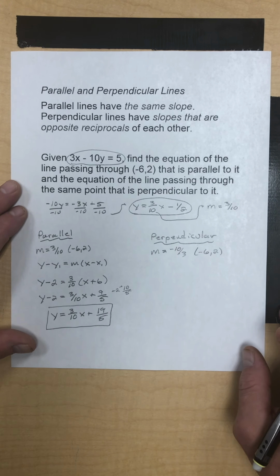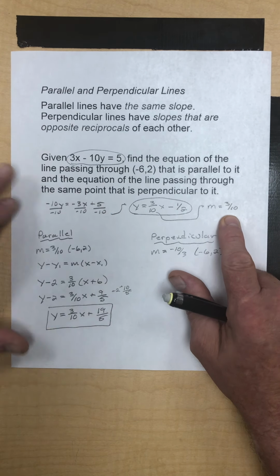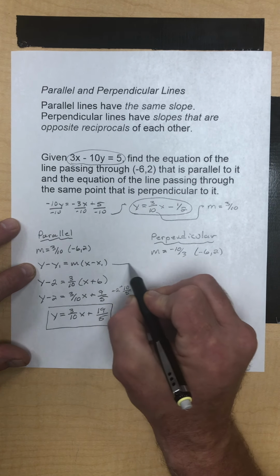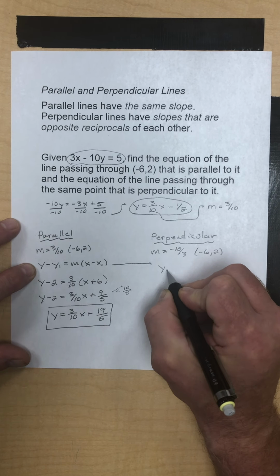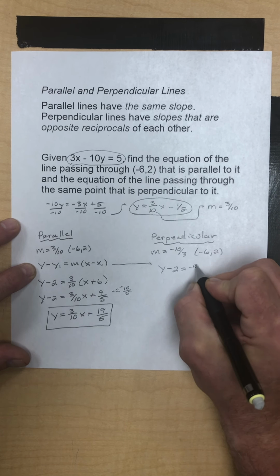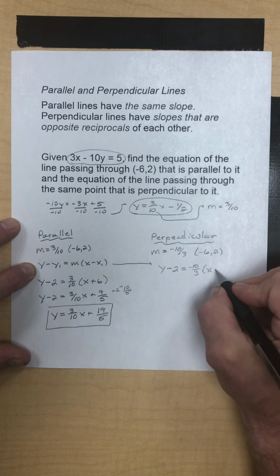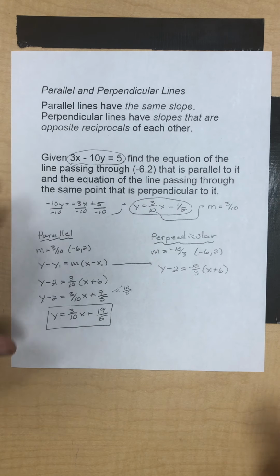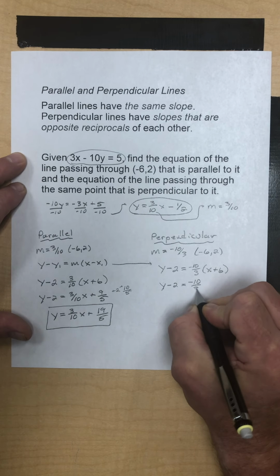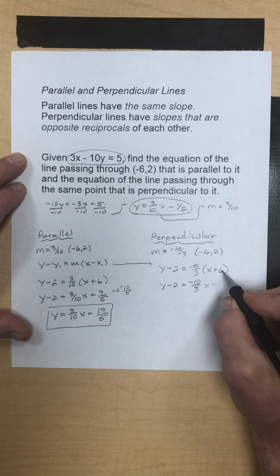Now I have to do perpendicular, so we know that our slope is the opposite reciprocal of the slope of the given line. Again, I don't have a y-intercept, so I go to my same formula. y minus y sub 1, which is 2, equals the slope, negative 10 thirds, times the quantity of x minus x sub 1, so it'd be x minus negative 6, which is x plus 6. So I get y minus 2 equals negative 10 thirds x, and that would be minus 20.